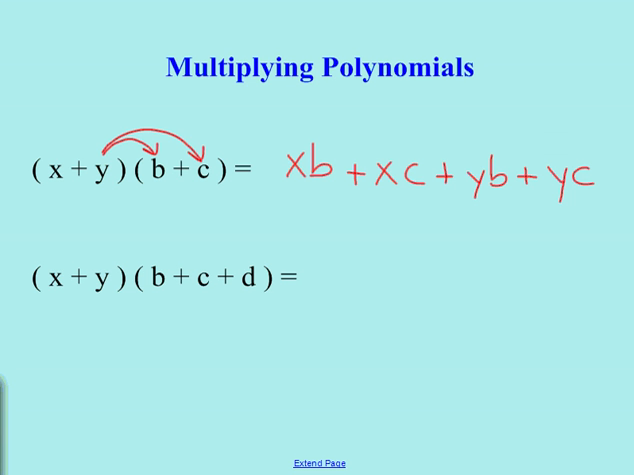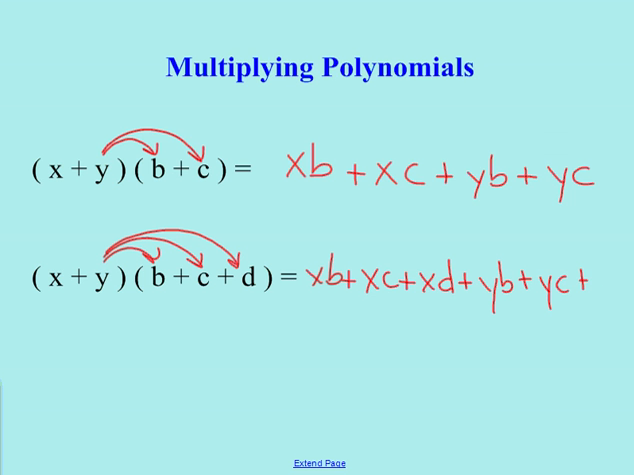If one of the polynomials has more than two terms, it doesn't change anything, we're still distributing. So down below here, we would have to distribute the x to each term in the next polynomial that we're multiplying by. So we would have xb plus xc plus xd, and then we would distribute the y to each term, and we would have plus yb plus yc and plus yd.